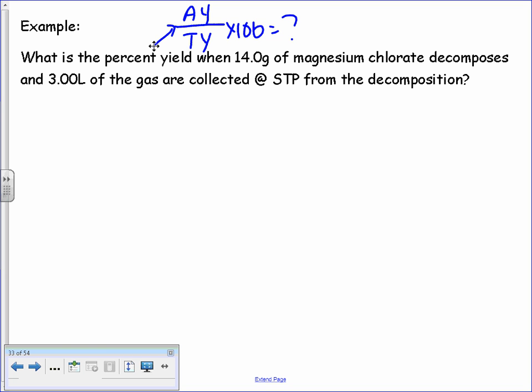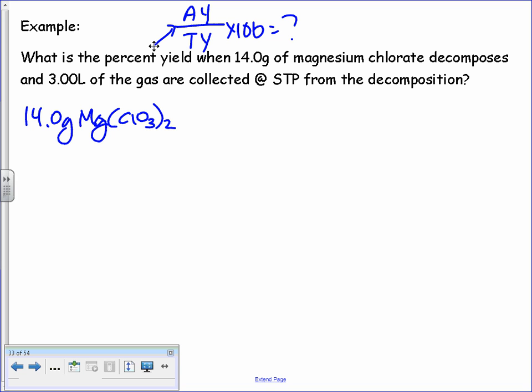Let's do baby steps. Let's start with givens. I want you to write down all the givens, and then we'll move on. Then you tell me what to do. So what are my givens here? 14.0 grams of magnesium chlorate. What's that formula? Mg(ClO3)2. Okay, what else do we know about that? 3.00 liters of gas.